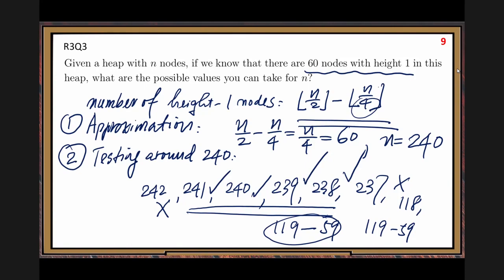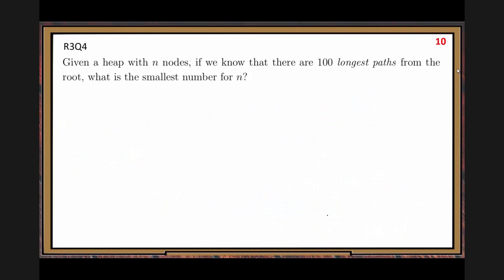Okay. Last question today. Given a heap with n nodes, if we know that there are 100 longest paths from the root, what is the smallest number for n? Yeah, this is a little hard.